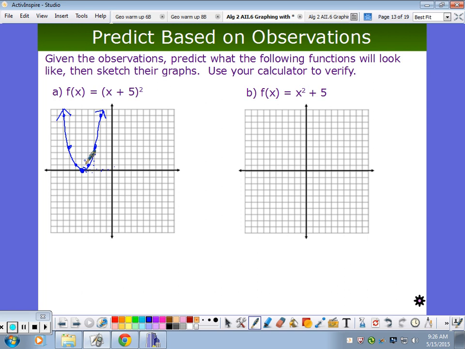Did I have to find the axis of symmetry? Did I have to find the vertex? Did I have to find the zeros? Did I have to do any of that? I know what it looks like. Bang, it's right there.